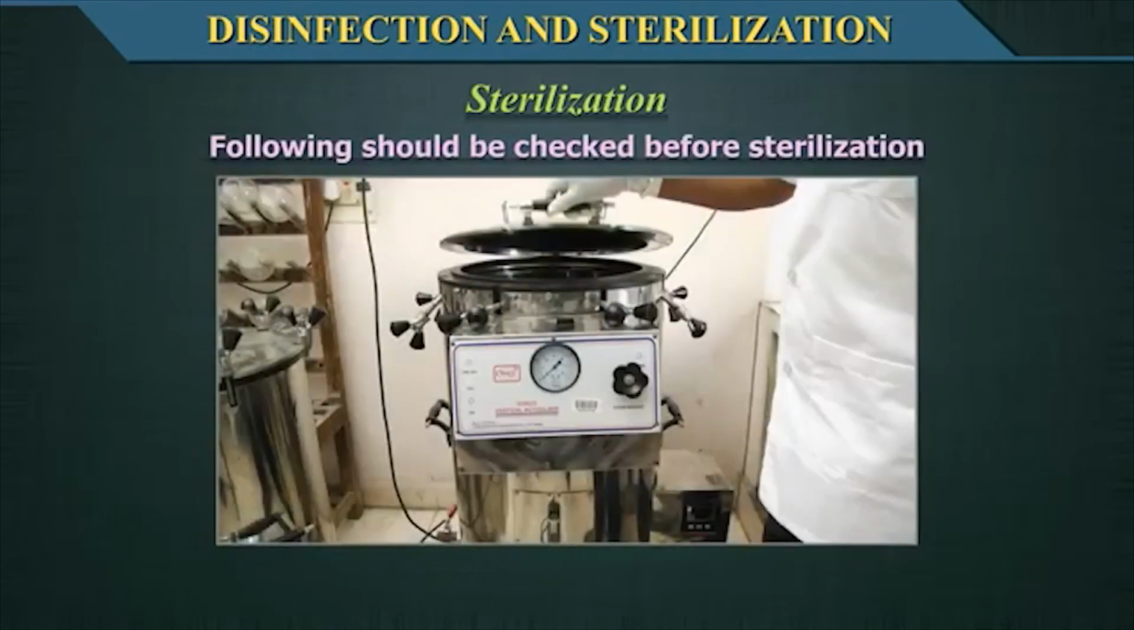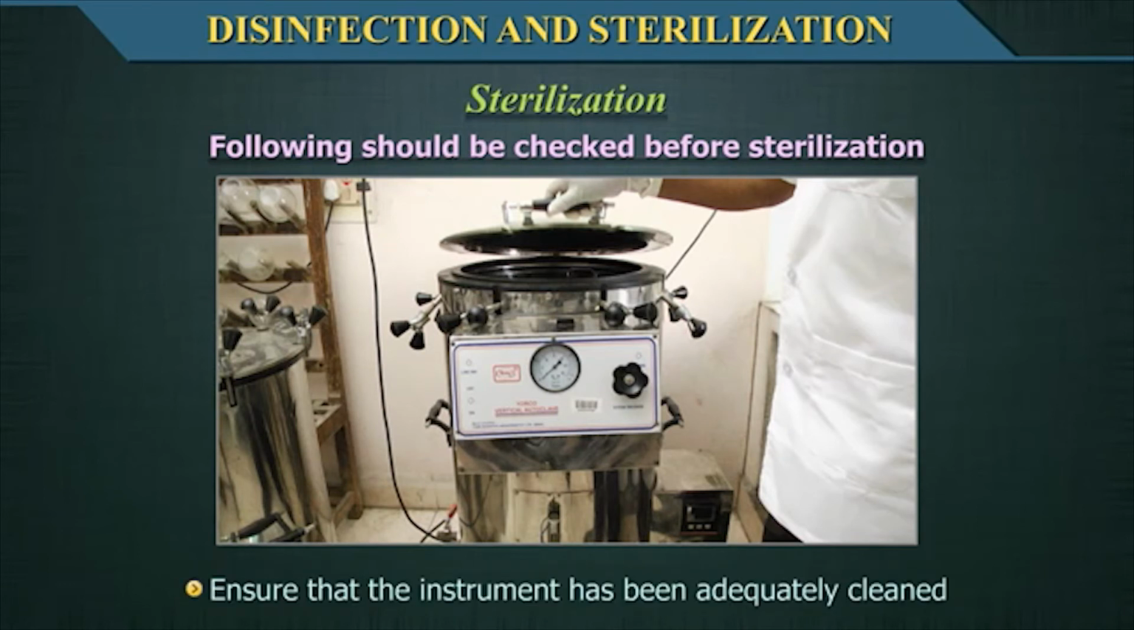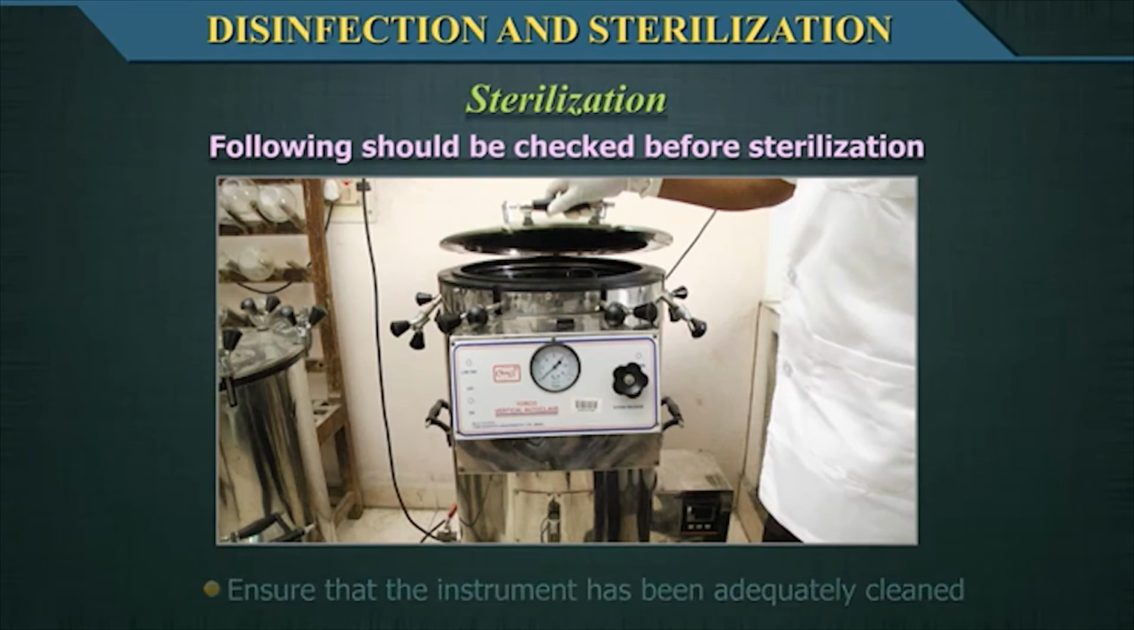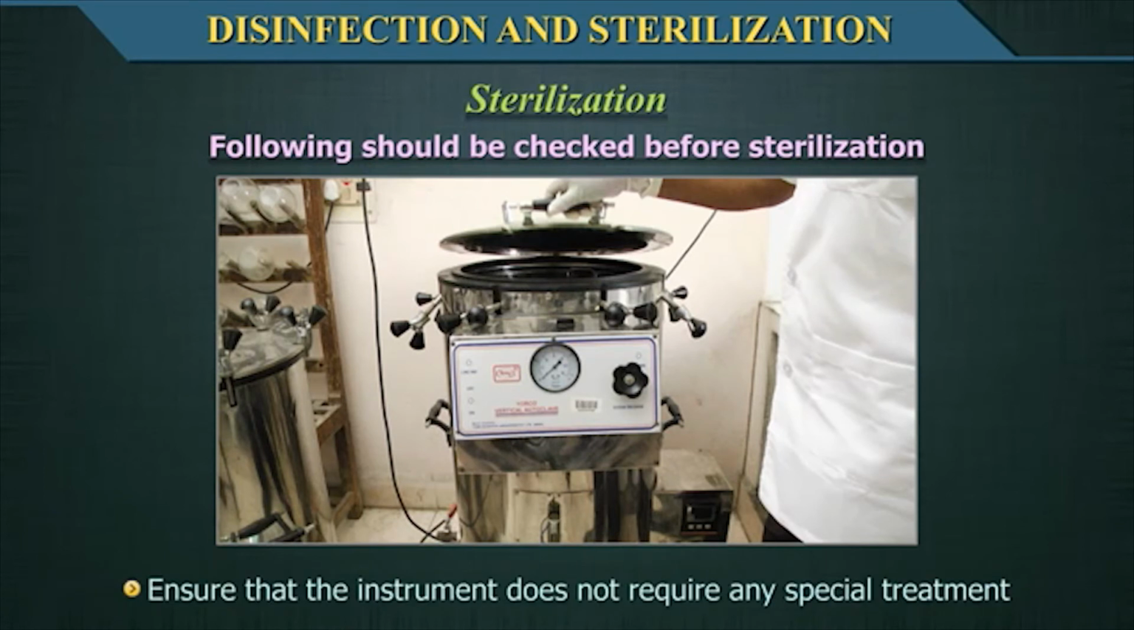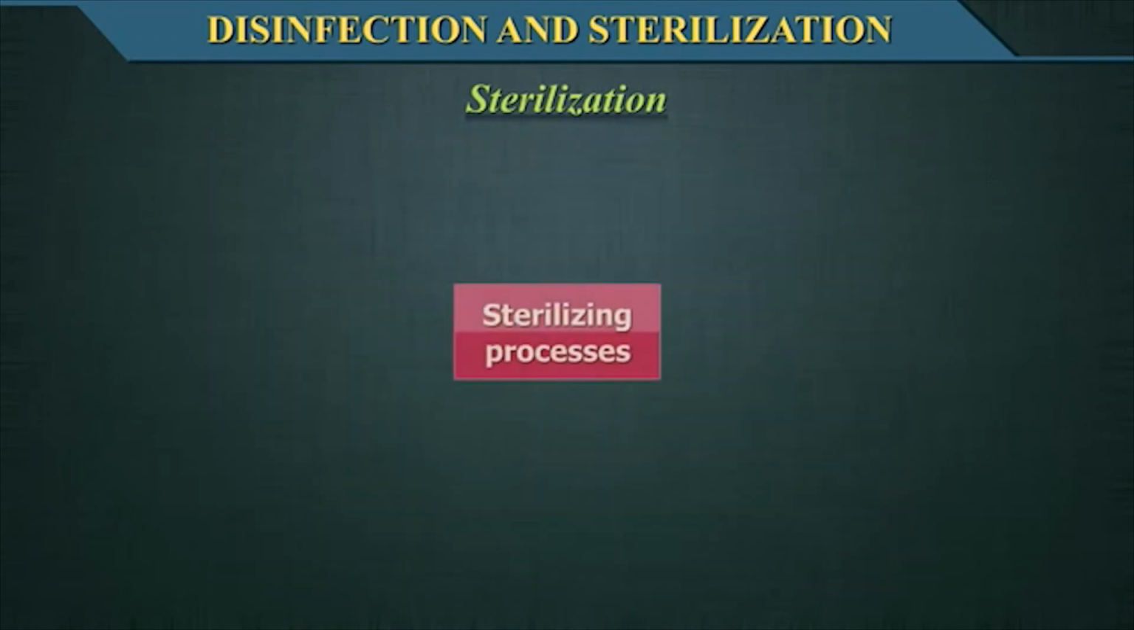Before any instrument or equipment goes under the process of steam sterilization, the following should be checked. Ensure that the instrument can withstand the process, for example, steam under pressure. Ensure that the instrument has been adequately cleaned. Ensure that the instrument does not require any special treatment. Ensure that the records of sterilization process and for the traceability of the instruments are kept.